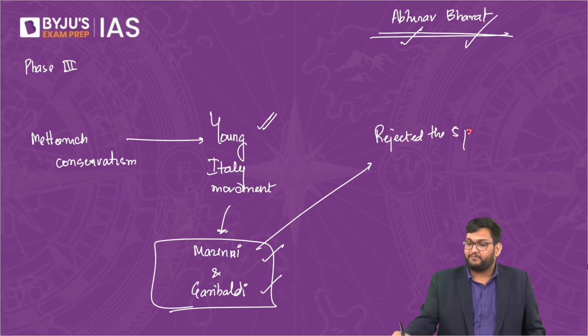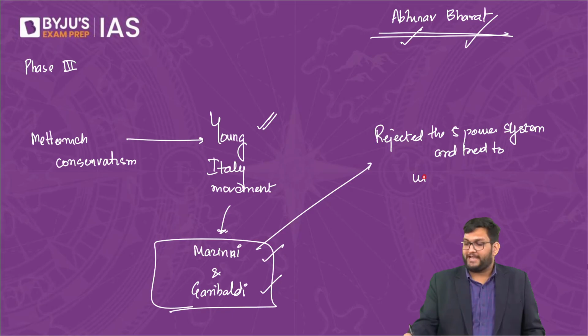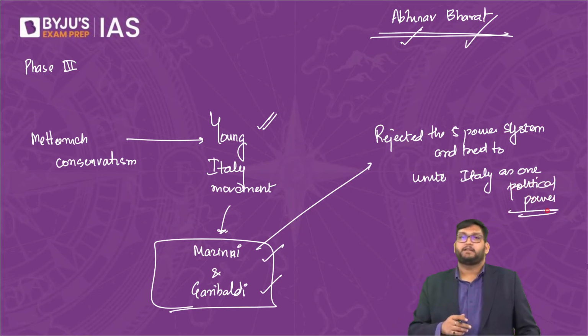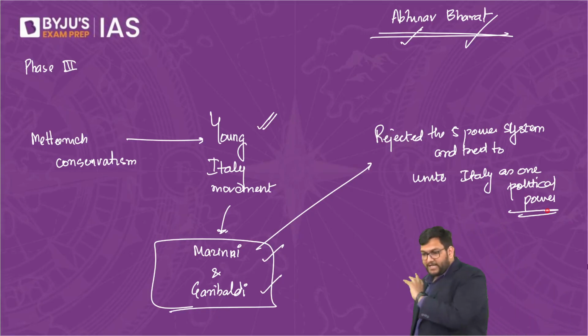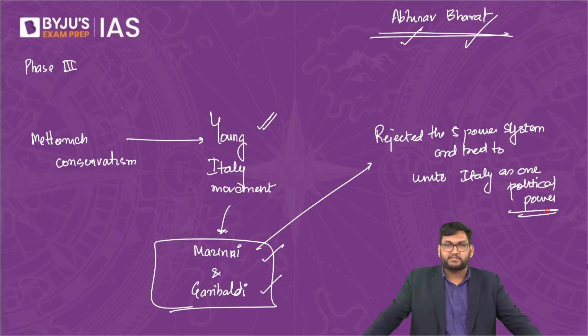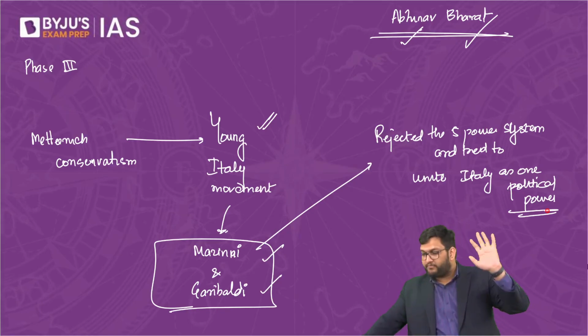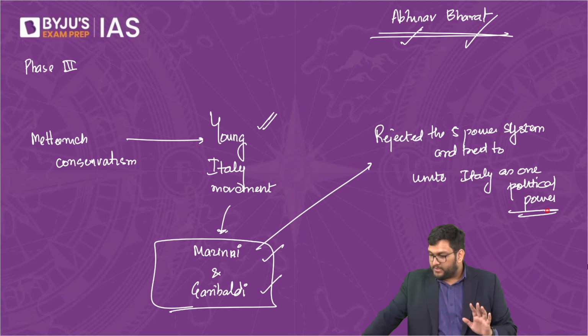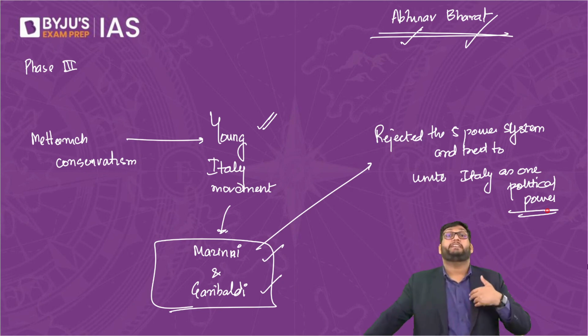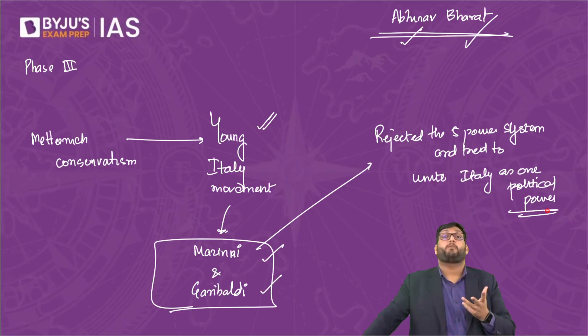Mazzini and Garibaldi are considered the first pioneers of the unification of Italy, wherein they rejected the 5-power system and tried to unite Italy as one political power. They very simply said, we do not want to be under Metternich's order. We do not want to be under 5 bodies. Yes, they are revolutionary because for Italians, they will now start to talk about very interesting things.